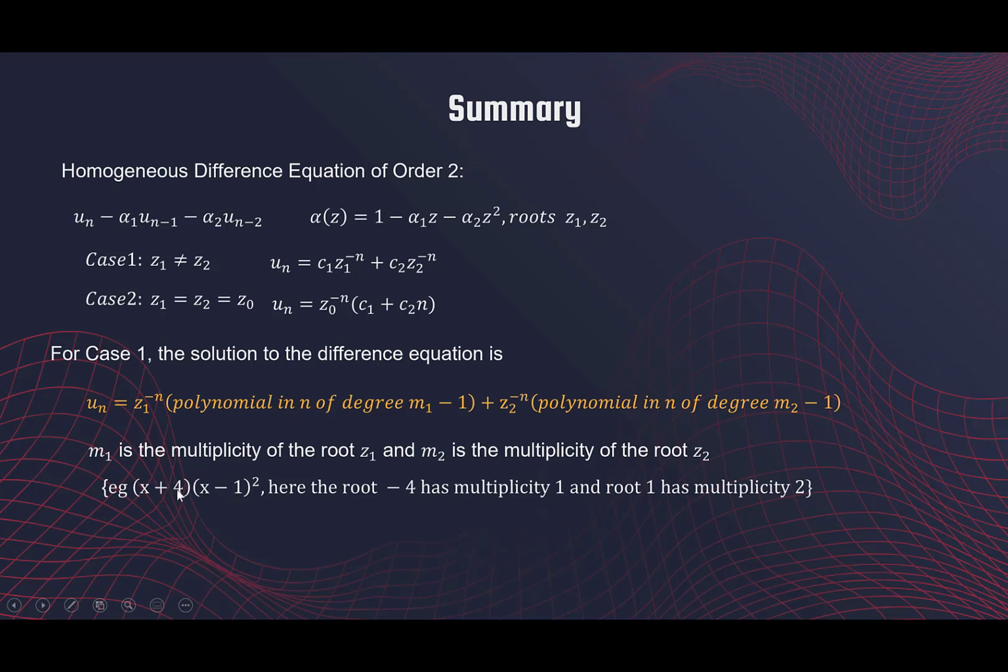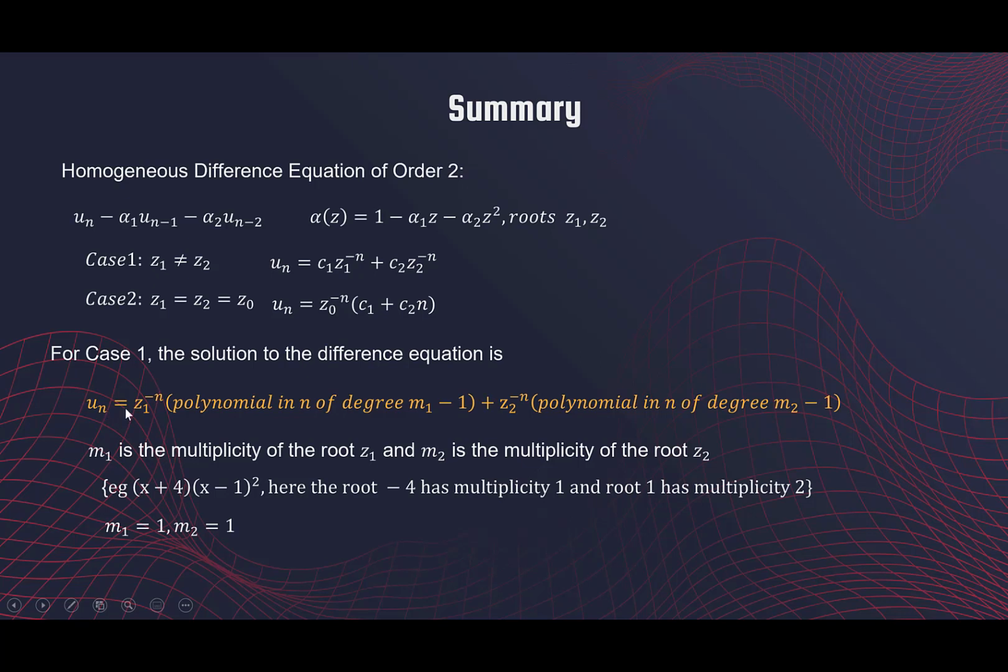So minus 4 has multiplicity 1 because this root just occurs one time, and in (x minus 1) squared, this root 1 occurs 2 times, right, because we have the square here, so this root 1 has multiplicity 2. So basically it's the number of times that root occurs when you solve for the equation. And we were assuming here that z1 and z2 are distinct. So the multiplicity of z1 is 1, that is m1 is 1, and m2 is also 1 in this case.